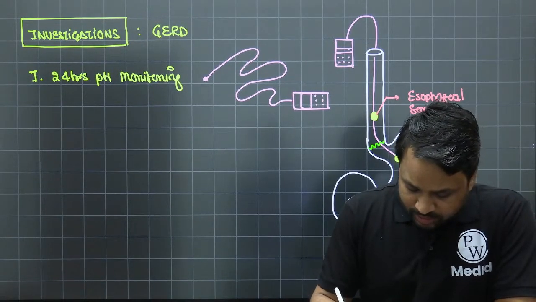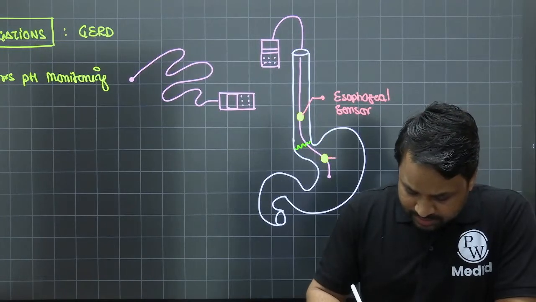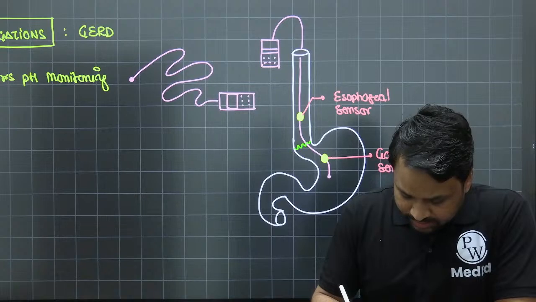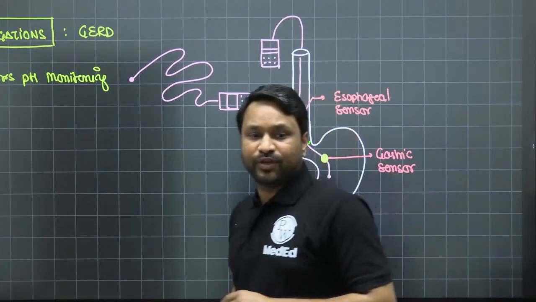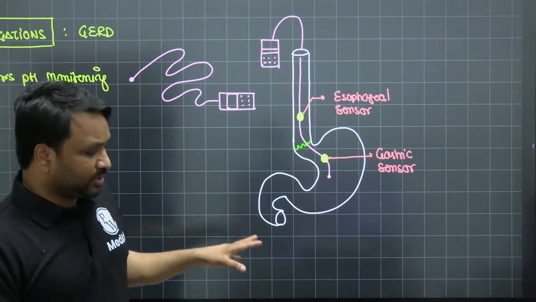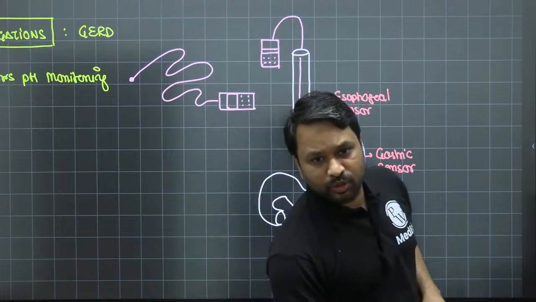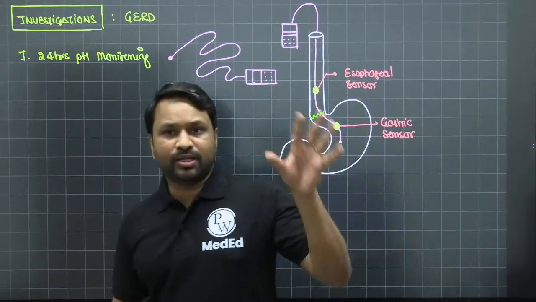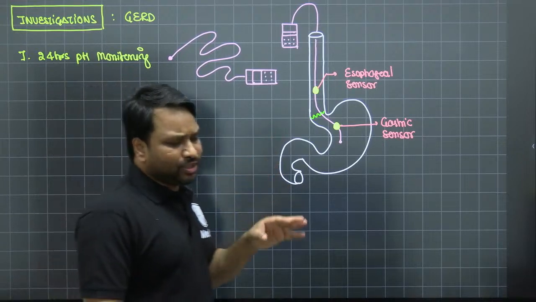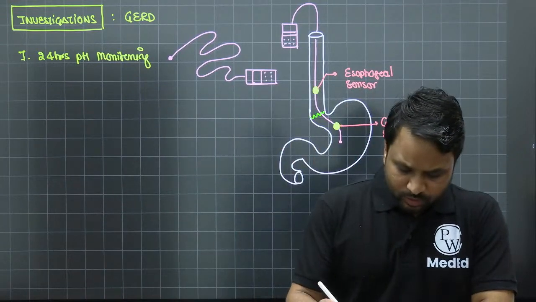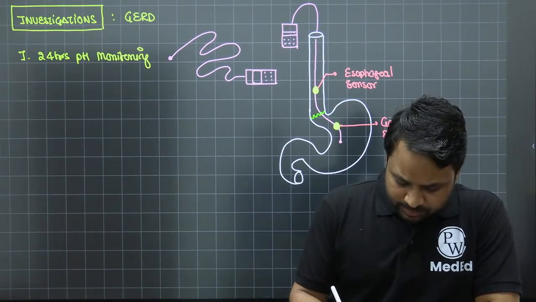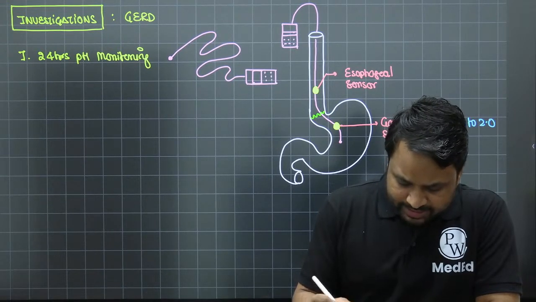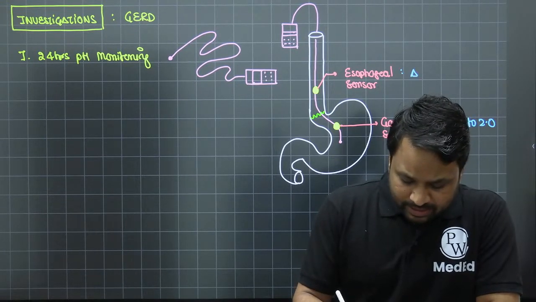This is what we call the esophageal sensor, and this is the gastric sensor. So one you have an esophageal sensor, another one you have a gastric sensor. Now these are the two sensors which are going to measure the pH across here. So logically, if you understand the whole interpretation, the pH of the stomach is going to be anywhere between 1.5 to 2. It is acidic.